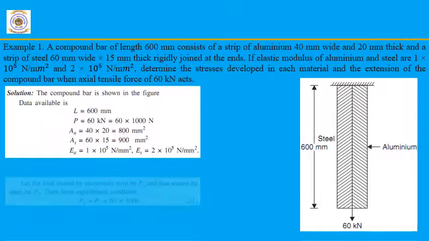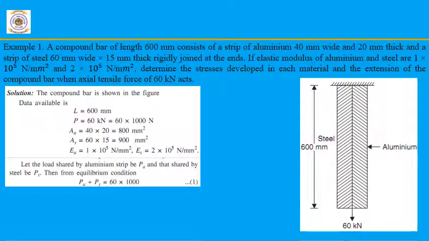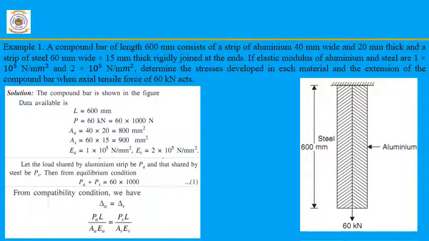Next we are going to assume the load acting on steel as Ps and the load acting on aluminum as Pa. From the concept of composite bars, we know the total load acting on the entire element is equal to the sum of the loads carried by the individual materials. Here we have aluminum and steel, therefore Ps plus Pa is equal to the total load. Total load given is 60 kilonewton, therefore 60 into 10 power 3 or 60 into 1000. Call it equation number 1.